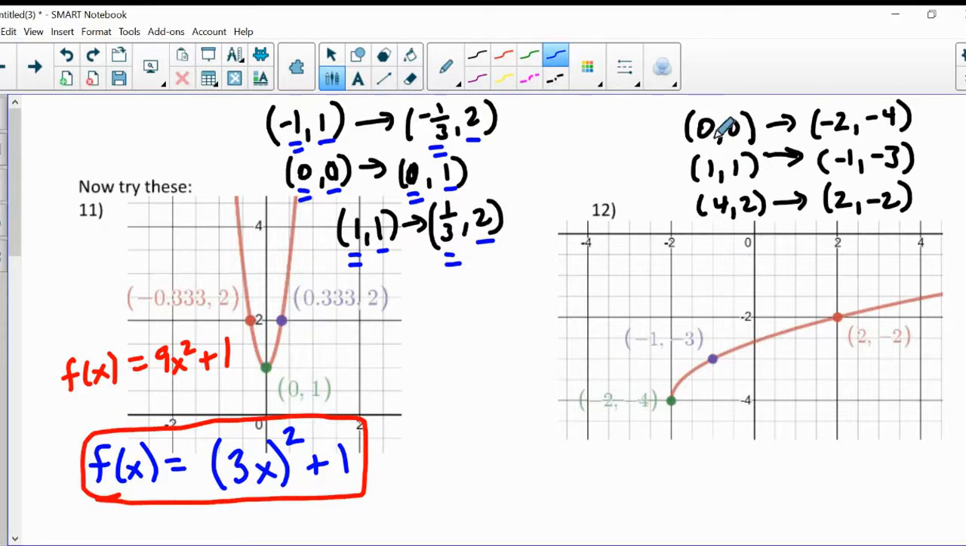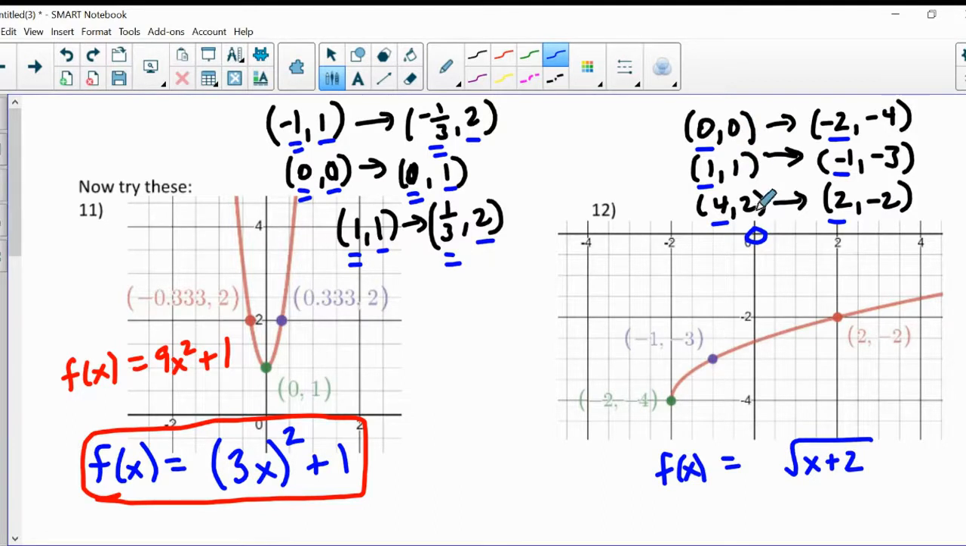Okay, problem 2. Notice that my quote-unquote vertex value has moved a lot. So what I'm going to do is look at the x's first. So do I just subtract 2 everywhere? Yes, it looks like all I had to do is subtract 2 for the x's. So f of x is equal to the square root of x plus 2. So I have a left move of 2.